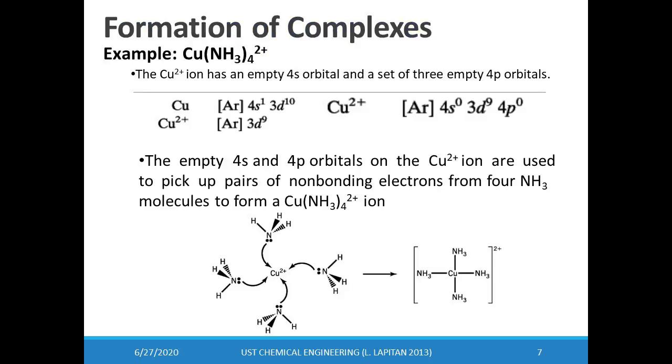Let us consider the copper-ammonia complex. The copper cation is a d-block transition metal. It is a small cation with high charge and has available 3d and empty 4s and 4p orbitals of low energy. The empty 4s and 4p orbitals in the copper 2+ ion are used to pick up pairs of non-bonding electrons from the 4 ammonia molecules to form the tetraammine copper 2+ ion.